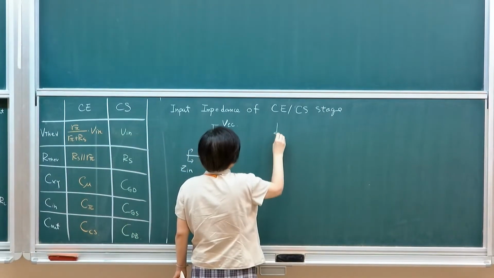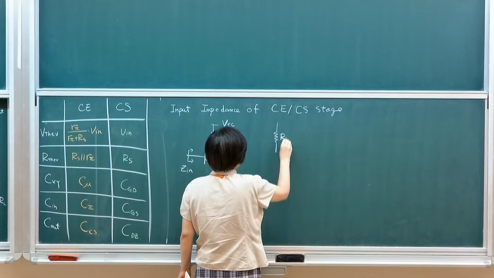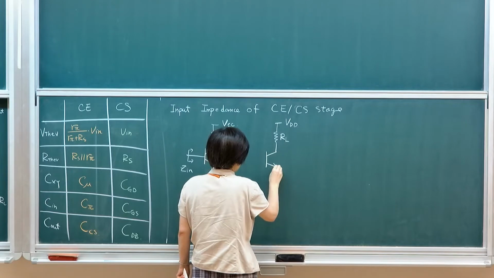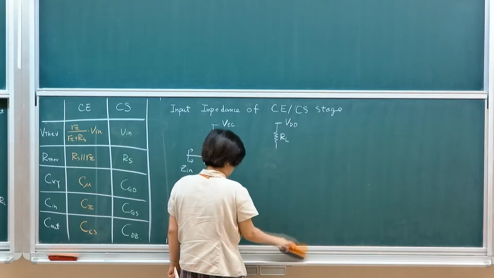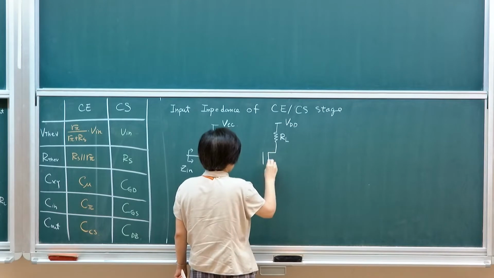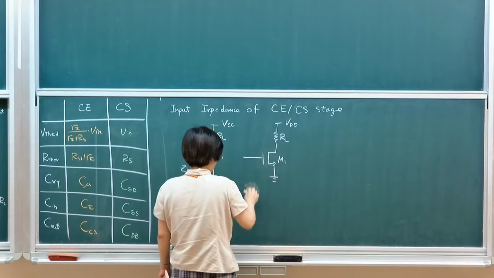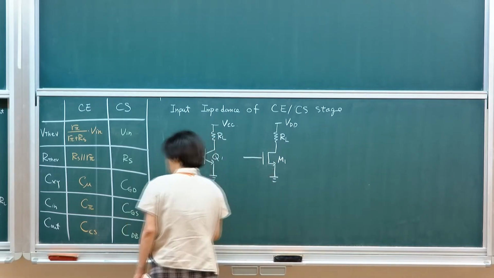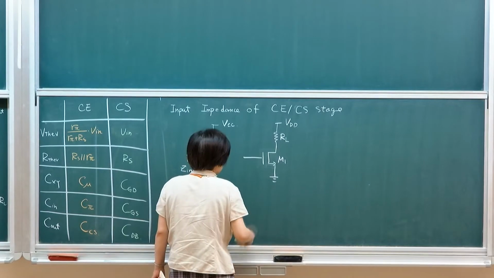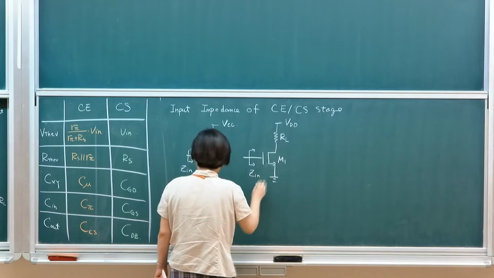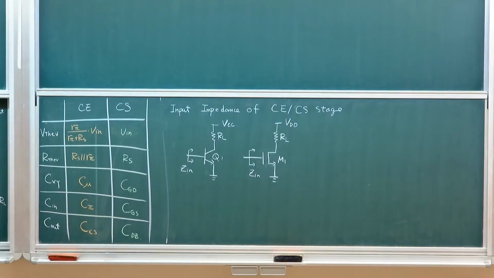So this is the bipolar version, and the MOSFET version will look something like this. I'm going to draw the MOSFET version as M1. And then what we want to do is to look at Z in these two cases. So we know that if you're looking at input resistance, bipolar doesn't have any. Bipolar is R pi mostly.